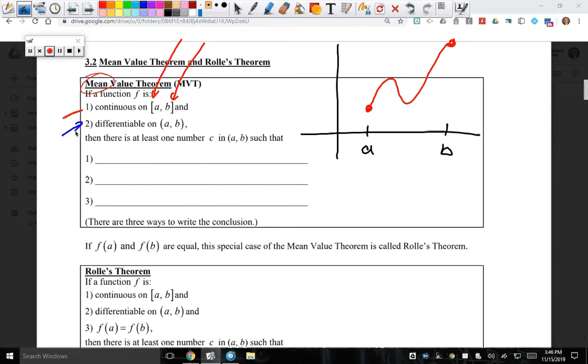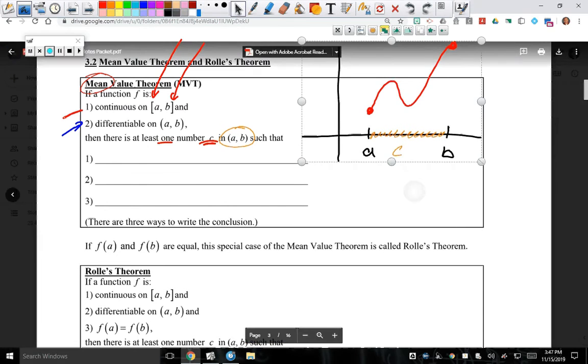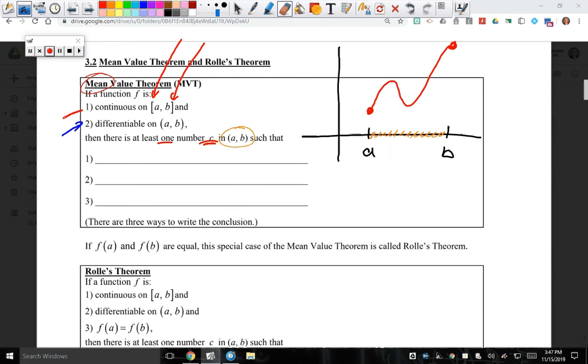It's got to be differentiable between a and b. Do y'all see a graph that's differentiable everywhere between a and b? Yeah, because there are no cusps, no jump discontinuities, no vertical tangents, no removable discontinuities. Then there is at least one c value that is in between a and b. That means somewhere here, there's going to be a c. It could be closer to b, it could be closer to a, wherever it is, it's in between a and b.